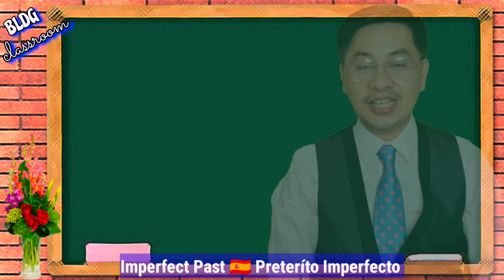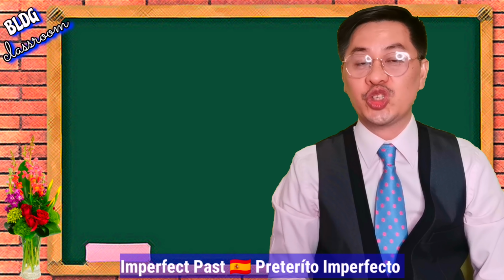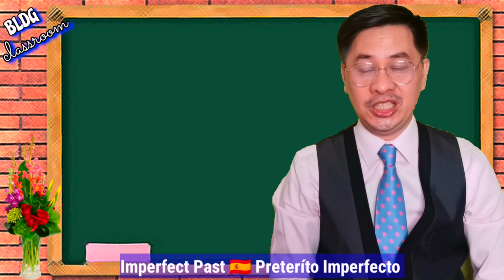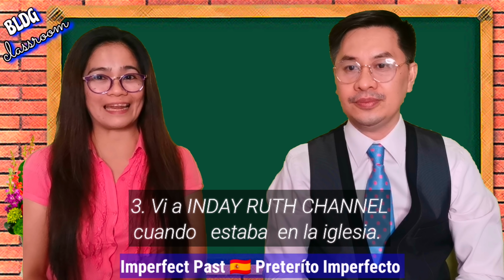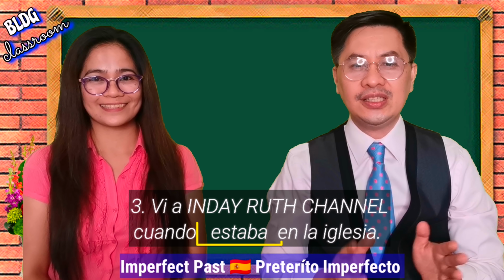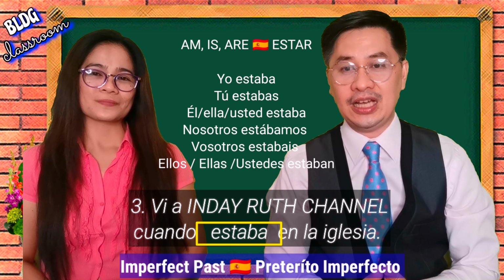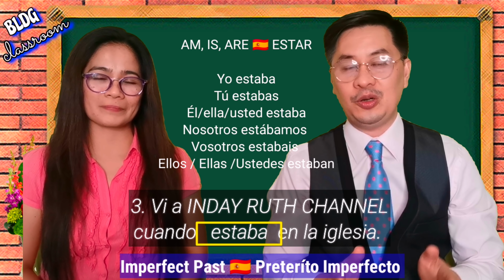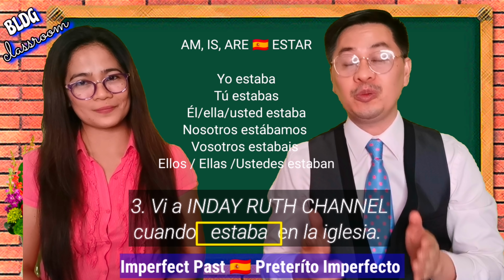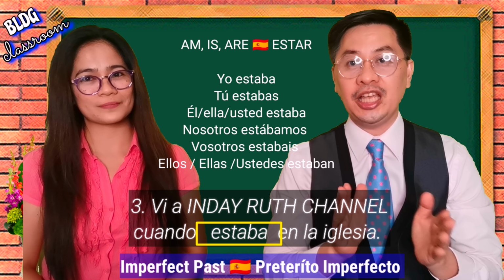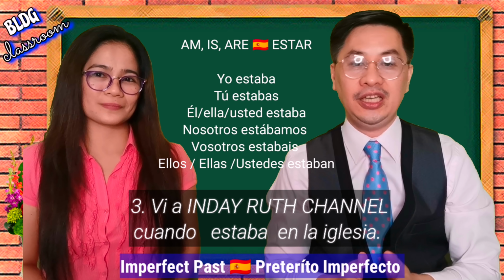Let's have some more sentences about imperfect past tense. I saw Inday Ruth's channel when I was at the church. Vi a Inday Ruth Channel cuando estaba en la iglesia. Alright, so this sentence gives details about the circumstances of an action in the past. So when, where, how, or why something took place. So we are going to use the imperfect past tense if we give details also about the past.